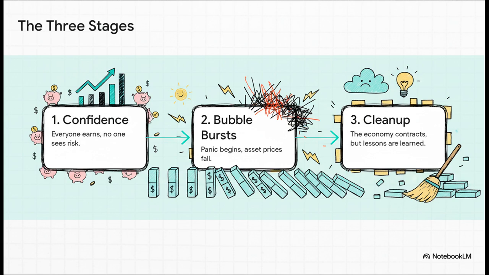Then, bam, reality hits. The bubble bursts, confidence just vanishes, people start panic selling, and prices for everything just fall off a cliff. And finally, stage three, the messy cleanup. This is the painful part. The economy shrinks, governments have to step in, and everyone slowly tries to rebuild. And you just hope some lessons were learned.